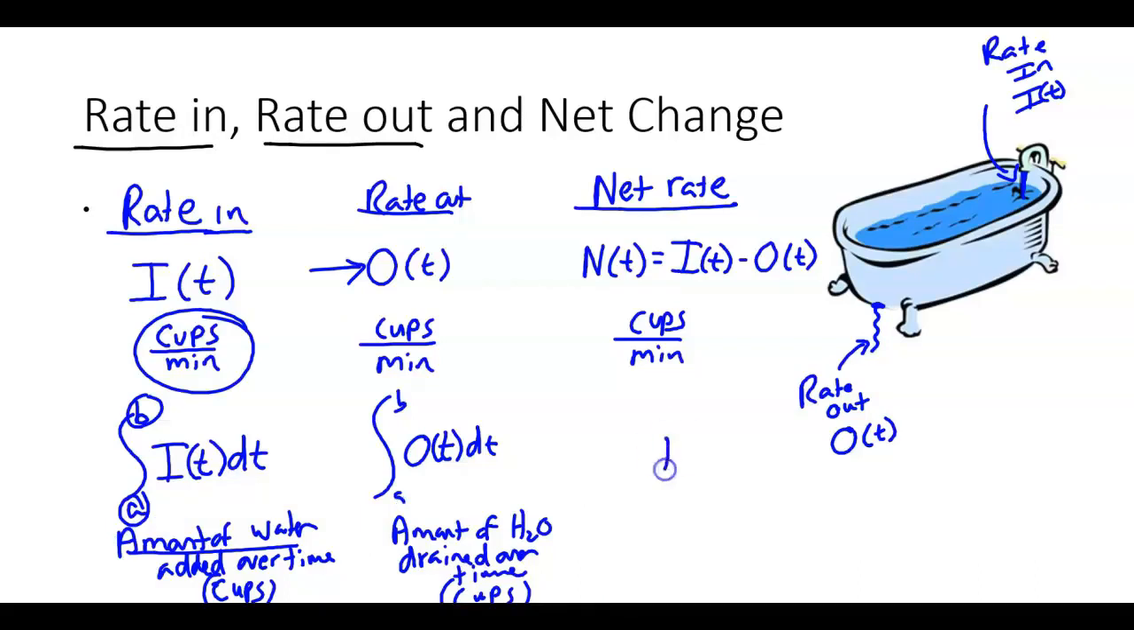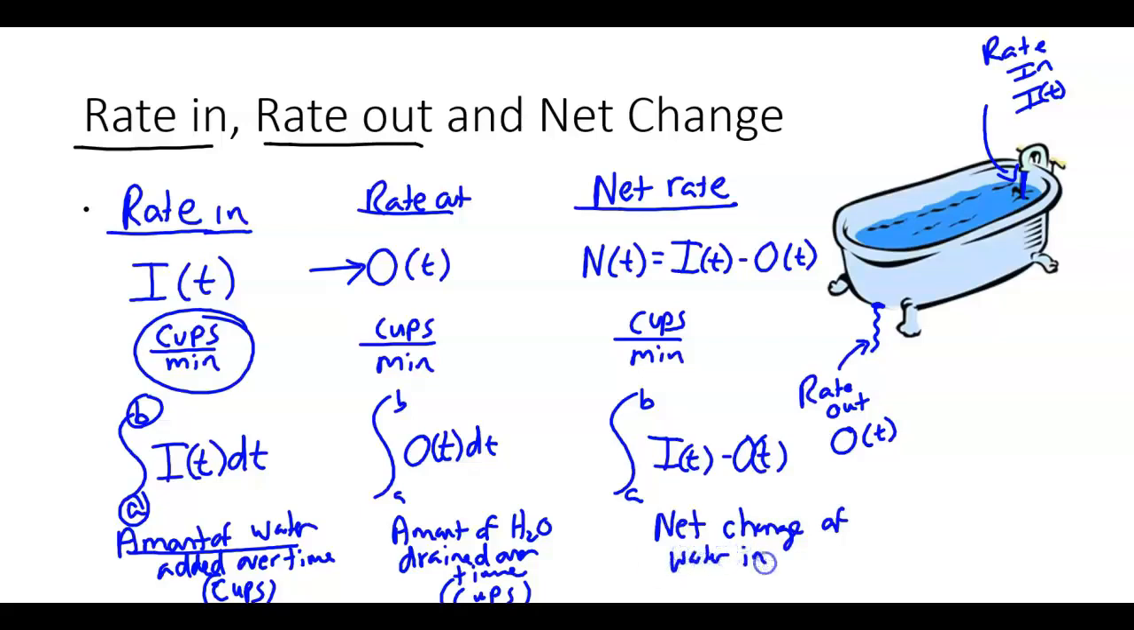So if you take both rates and combine them so you have a net rate and integrate that, that's going to tell you the net change in the amount of water in the pool over time. I'm just going to say pool. I keep saying pool. And that's also going to be in cups.